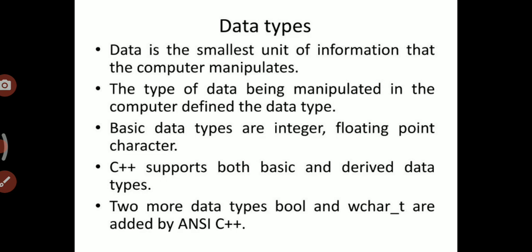Basic data types are integer, floating point, and character. C++ supports both basic and derived data types. Two more data types, bool and wchar_t, were added by ANSI C++.